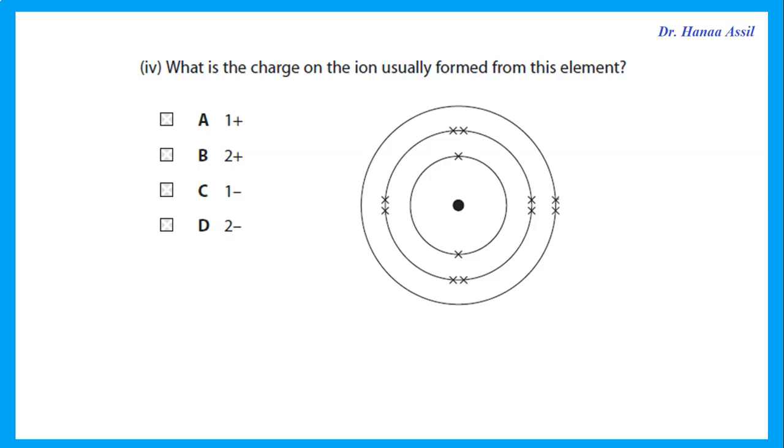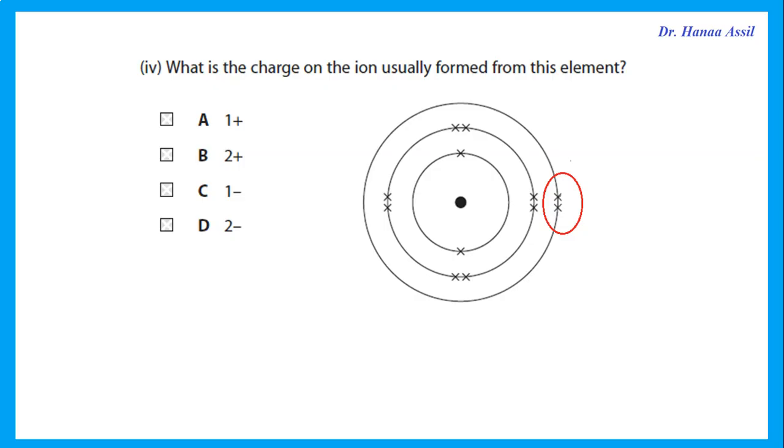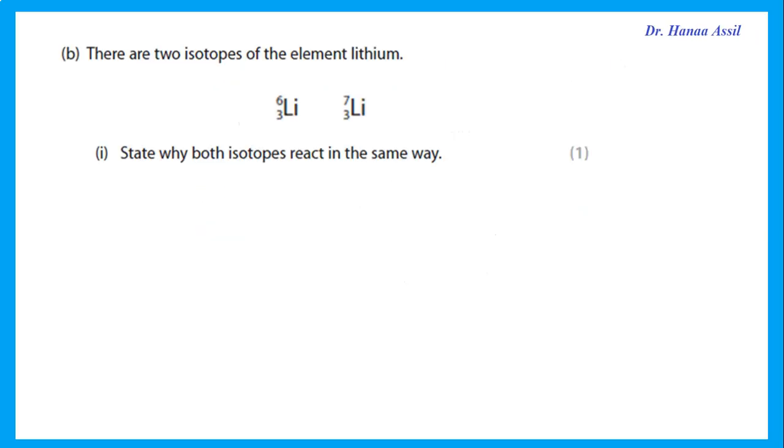What is the charge on the ion usually formed from this element? So we were given this element. If it is going to form an ion, you should look at what? The number of electrons in outer shell. It has 2 electrons in outer shell, so obviously this is something in group 2. If it were to form an ion, it would lose these 2 electrons in the outer shell, and that means it would have a net charge of +2 or 2+.